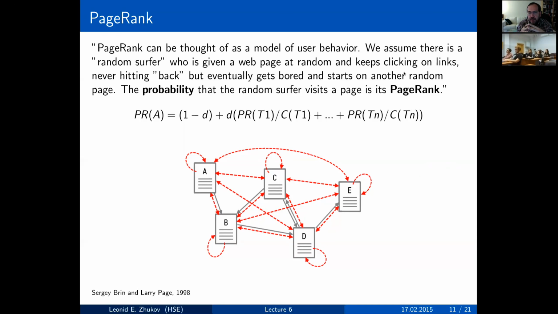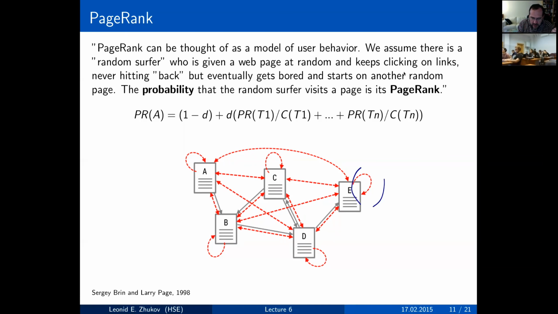So this behavior is outlined on this picture with the following idea. You have A, B, C, D, E as the web pages, and the gray links are the links that exist on the pages. The red links are the virtual links that you add to this graph, the links that the person actually follows. So together, the gray and red links allow the person to either follow the actual links or randomly jump to any other page.